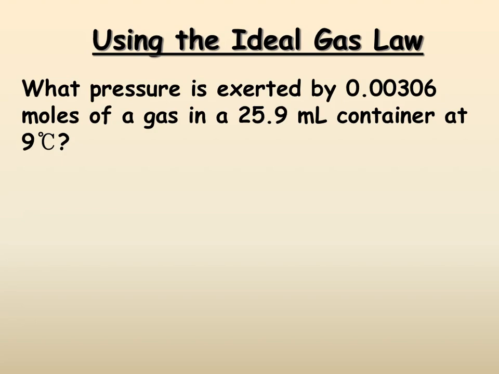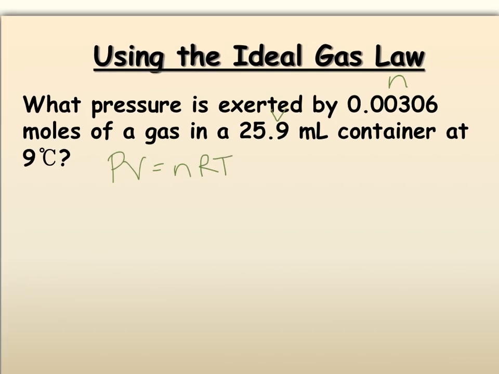So, using the ideal gas law, we have PV equals nRT. What pressure is exerted by 0.00306 moles of gas in a 25.9 milliliter container at 9 degrees Celsius? So a couple of conversions. I guess what we have is we have n, we have V, and we have T.